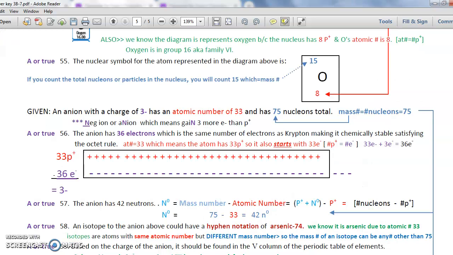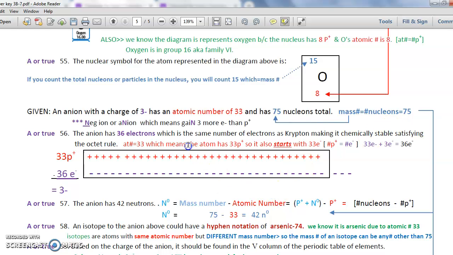So what do we know now about this thing? We know that it has 33 protons. We also know how many electrons it has because the protons are positive and it's 3 minus. There must be 3 more negatives than there are positives, so it would have 36 negatives. They also told us that the mass number is 75, which means it has 75 particles in the nucleus. 75 are nucleons, and 33 of them are protons. 75 minus 33, 42 of them must be neutrons.